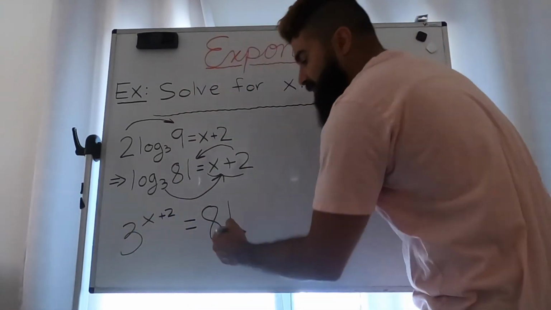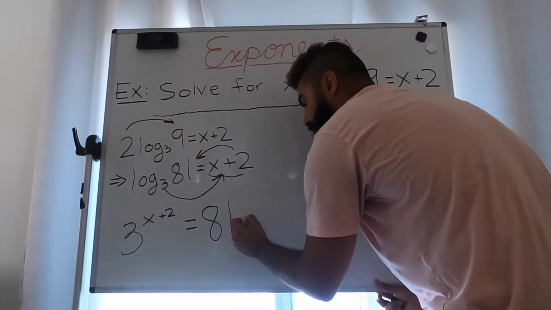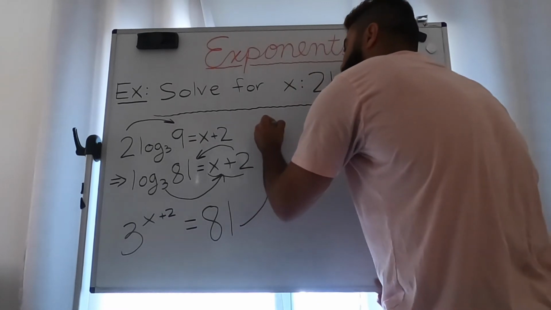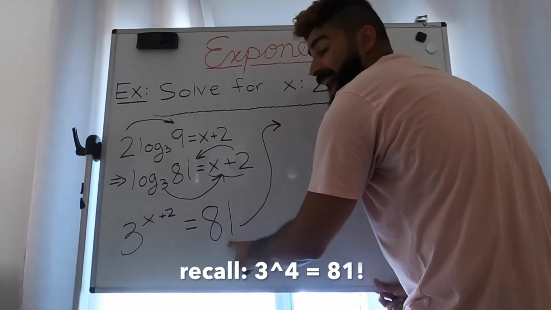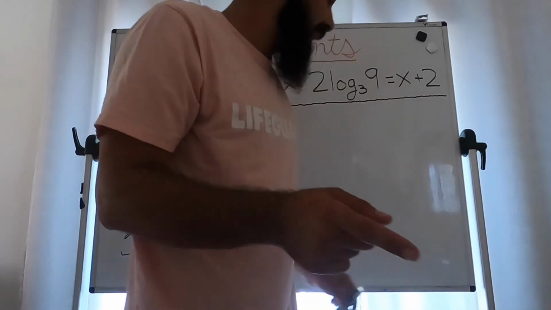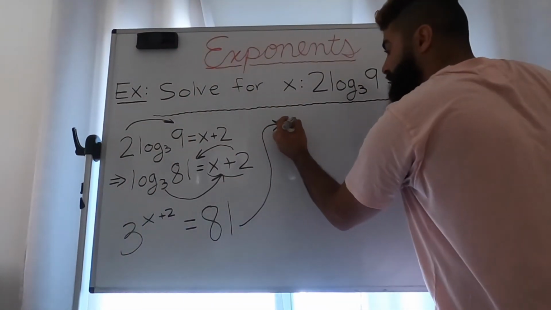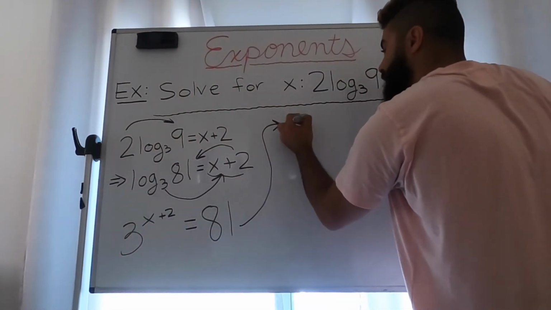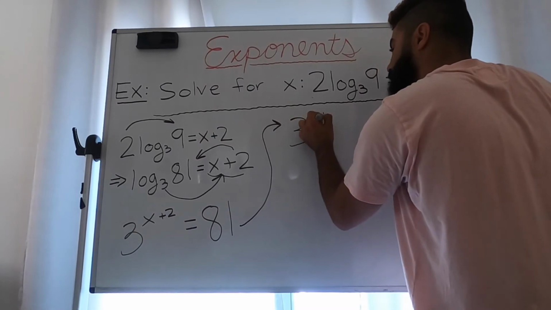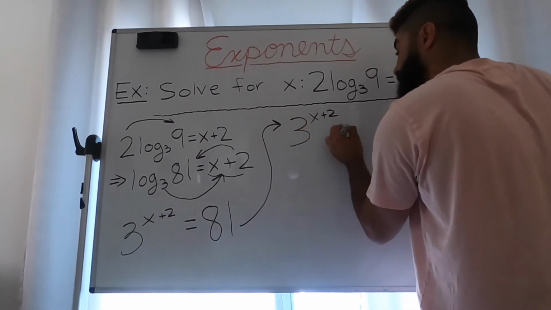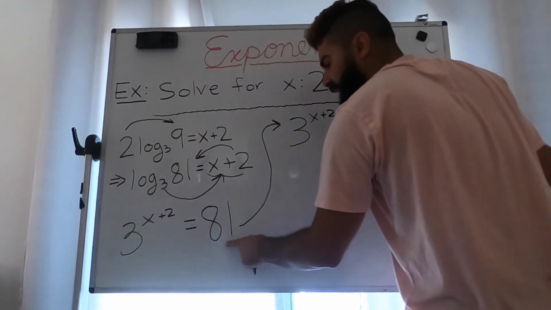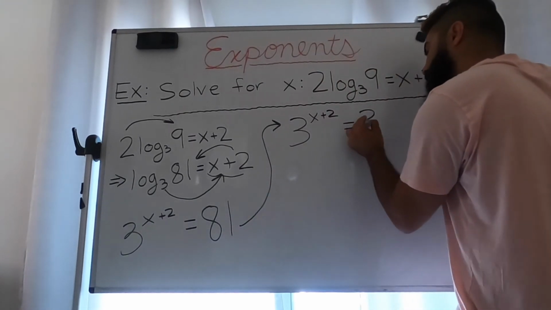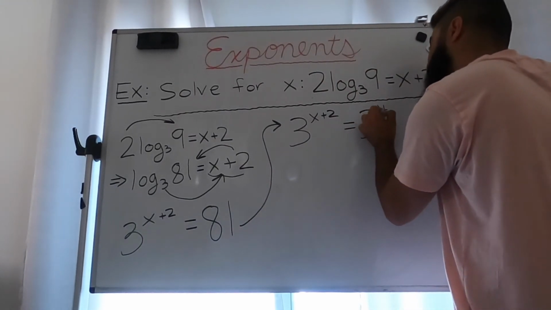And now we're going to use exponents to solve for this. So we know that we can write 81 as 3 to the 4th power, correct? So we get, still on the left side, 3 to the x plus 2 power is equal to, instead of writing 81, we're going to say 3 to the 4th power.